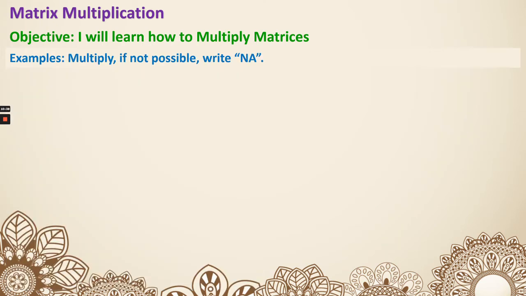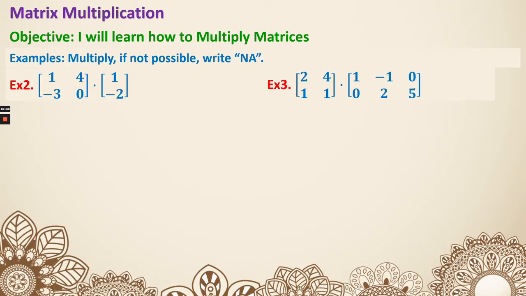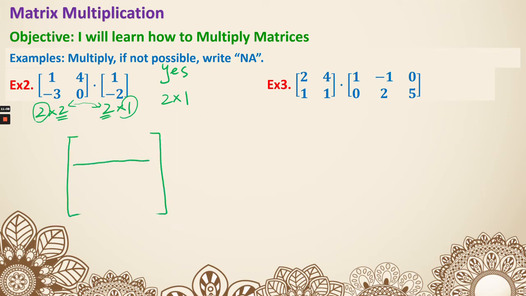Now moving on, example 2. Let's try that process again. First, check the dimensions. First one is a 2 by 2. Second one is a 2 by 1. Clearly, inner numbers are the same. So yes, we can perform the multiplication. And our result is going to be a 2 by 1. Also remember, these numbers tell you that you will get 2 pairs of numbers in each space. The 2 by 1 matrix, so let's draw it out. A 2 rows by 1 column.